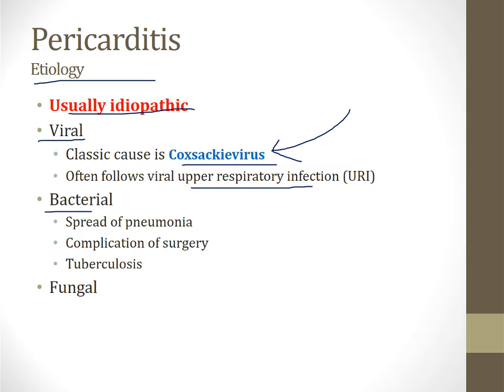Bacterial pericarditis can occur. This can be due to spread of pneumonia to the pericardium. It also may be seen after cardiac surgery if bacteria are introduced into the pericardium. And then finally, tuberculosis in some cases can spread to the pericardium. There are also cases that have been reported of fungal pericarditis as well.